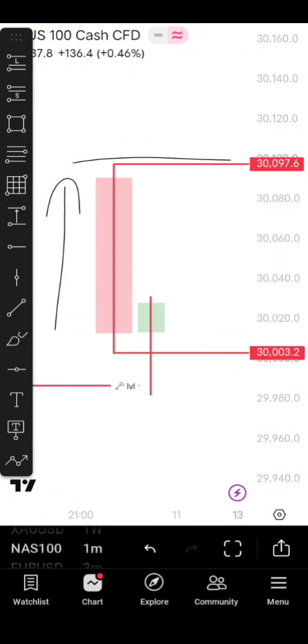Then you will take this trade. And same for the sell side setup. For example, I will explain it.